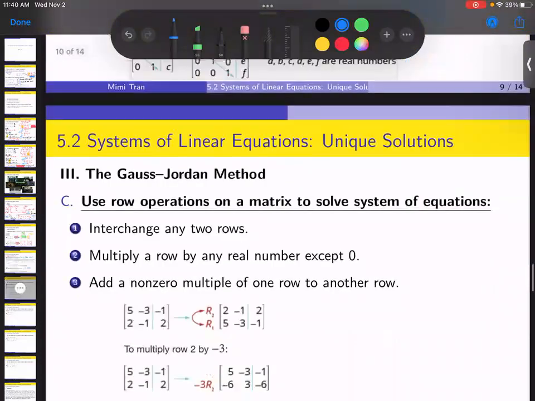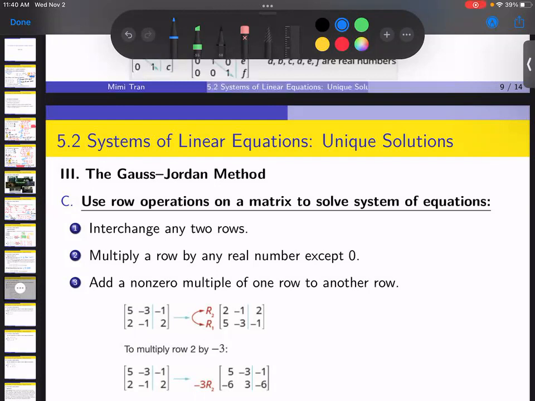All right, so the method is this. It's very much the same, right? I'm allowed to interchange any 2 rows, flip back and forth. Right here, I can flip row 1 down here and row 2 up here. I can multiply a row by any real number as long as it's not 0. Say I can multiply row 2 by -3.